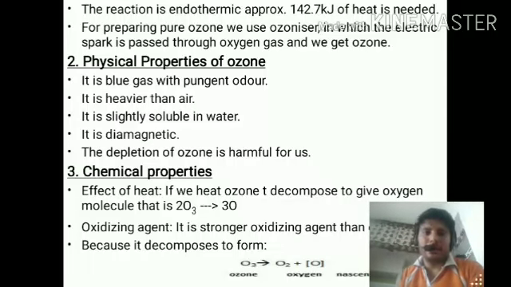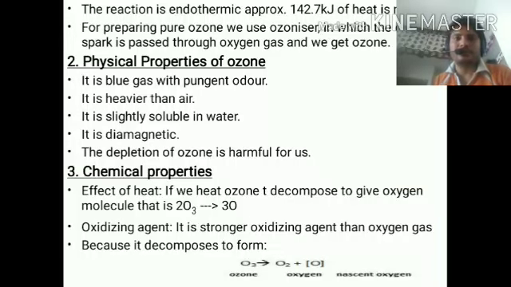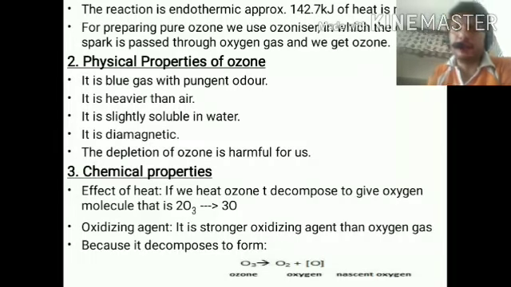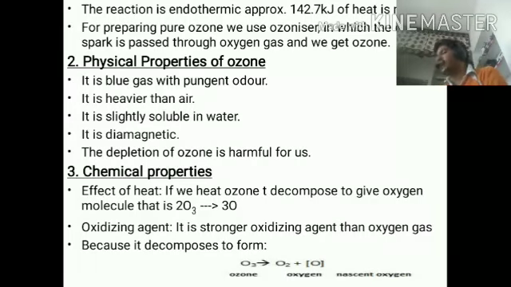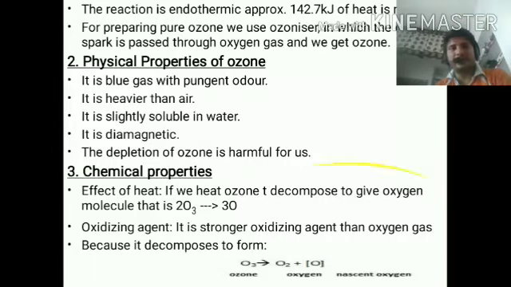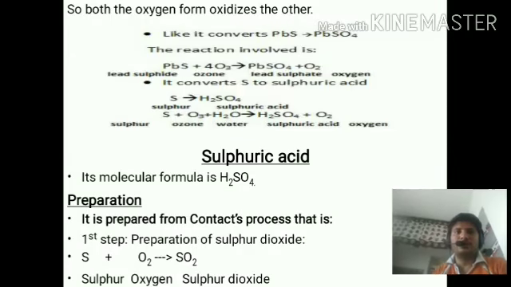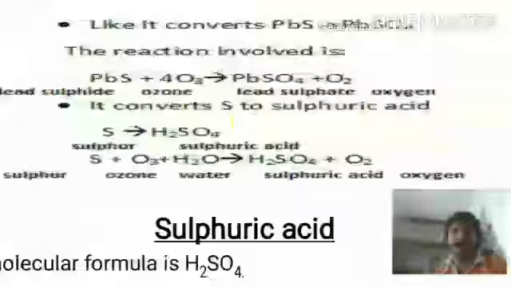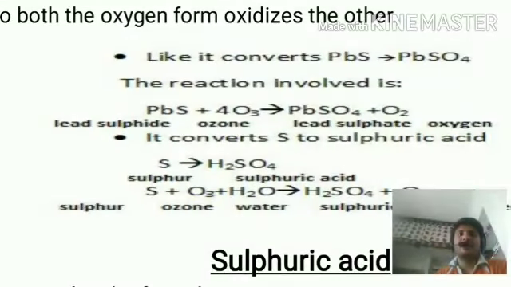Now, what are the chemical properties of ozone? If we heat ozone, it decomposes and gives an oxygen molecule and an oxygen atom. Ozone works as an oxidizing agent. It is a stronger oxidizing agent than oxygen gas because it decomposes from ozone to oxygen gas. So the oxygen formed oxidizes the other substance. Look at it, this is the example.